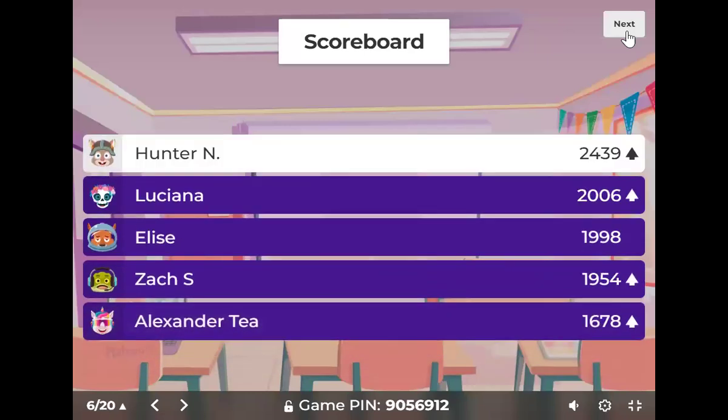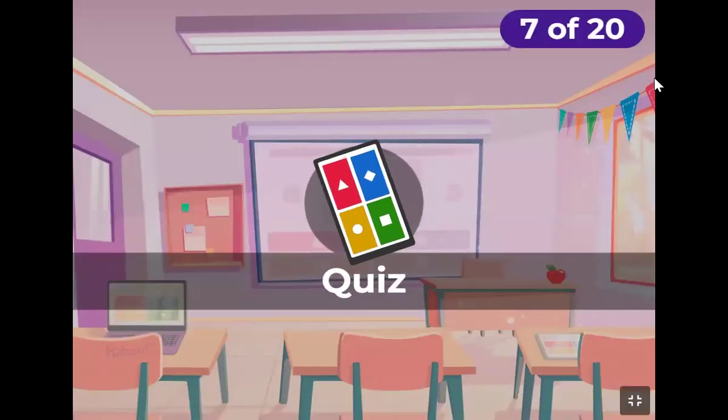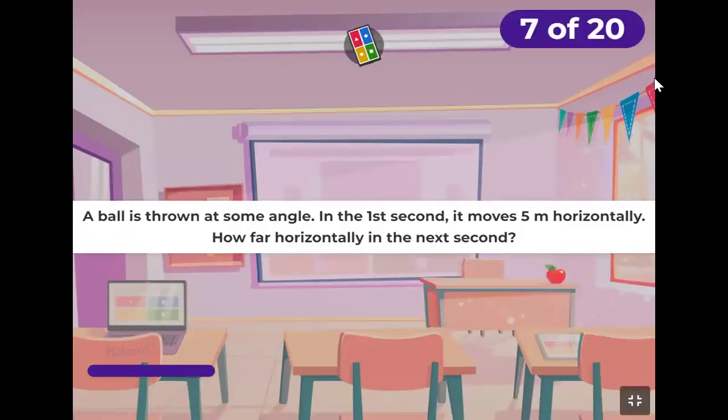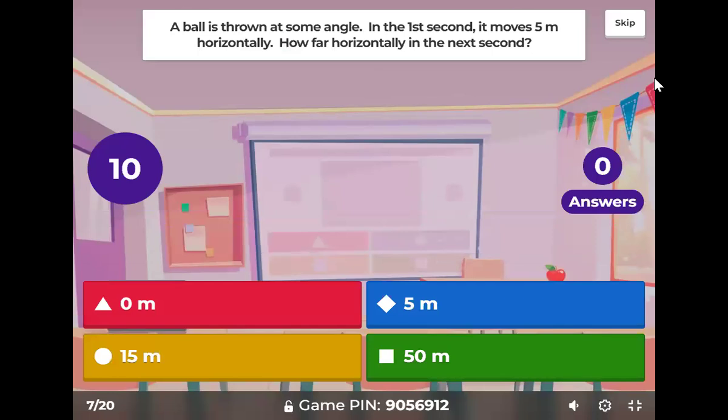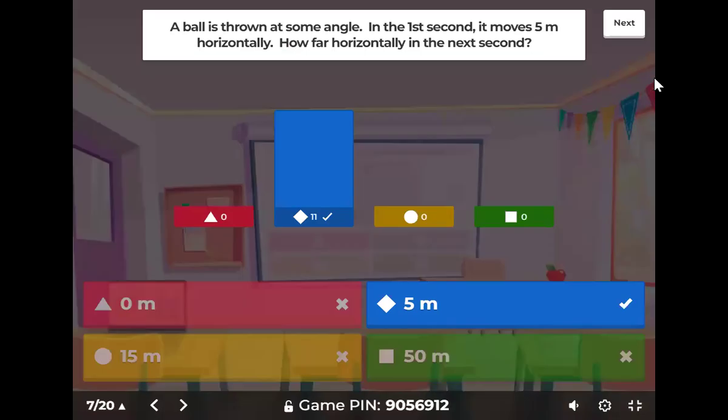Alexander, Zach, Elise, Luciana, Hunter. A ball is thrown into the air at some angle. In the first second, it moves 5 meters horizontally. How far horizontally in the next second? All right. 5 meters again.